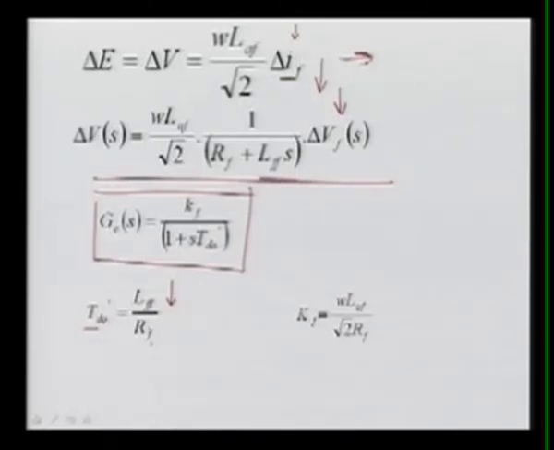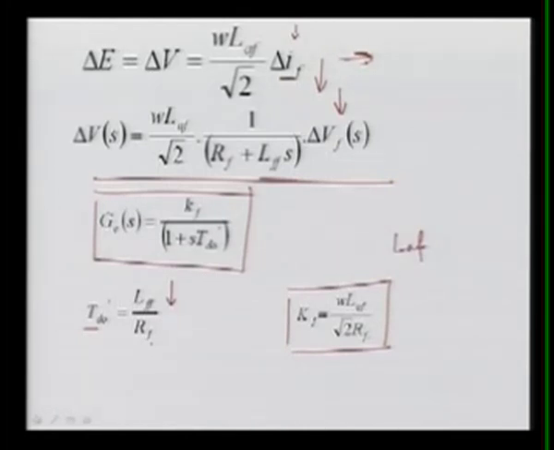If you measure the time constant, ignoring the LAF effect, then with your armature open-circuited there will be no induced current, so we can write the time constant of the field winding as LFF upon RF. That is TDO prime. So we can represent this for your generator model, and your KF, again, as omega LAF divided by root 2 RF.